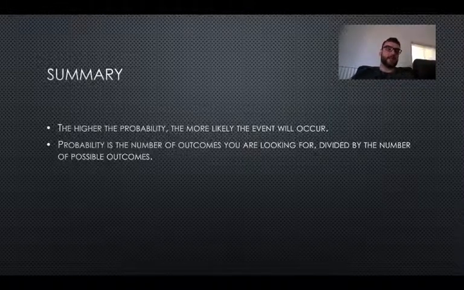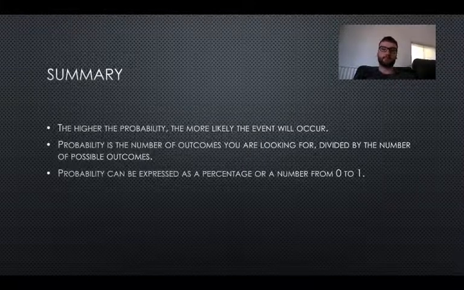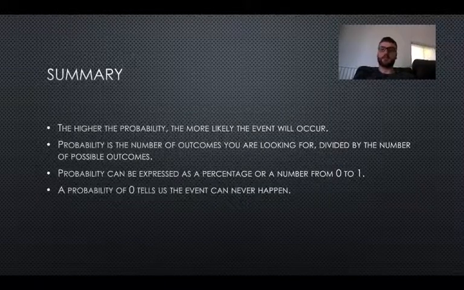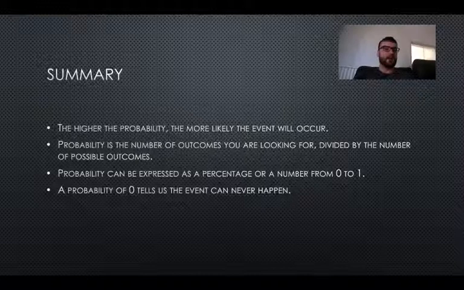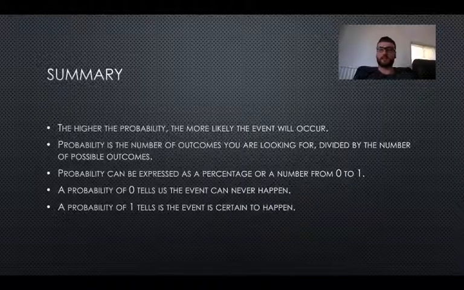Probability can be expressed as a percentage or as a number from 0 to 1. A probability of 0 tells us that the event is never going to happen, so that's 0%, there's no chance of it ever happening. And a probability of 1 tells us the event is certain to happen, so it's definitely going to happen, 100%, there's no avoiding it. Then the range in between those two, if it's 0.5 it's a 50-50 chance, and so on. So it's all about the range in between the two. I hope that helps you out.